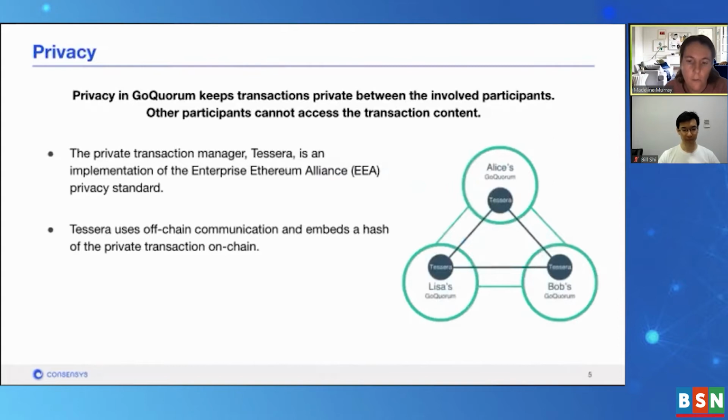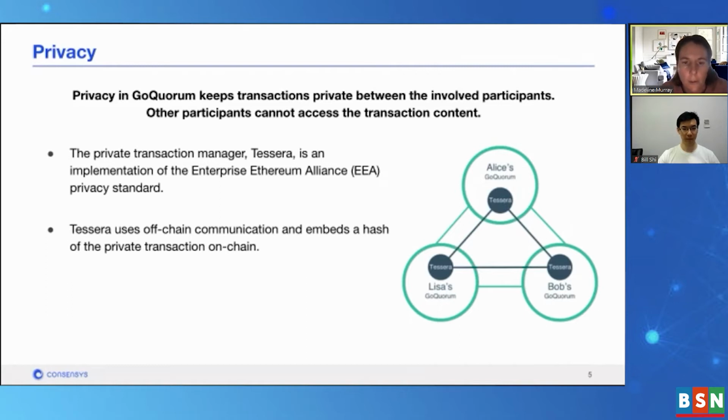Diving into a couple of the features that are really important to enterprises using Enterprise Ethereum. So privacy. Privacy is about keeping transactions private between the involved participants. Other participants can't access the transaction content. The Private Transaction Manager, Tessera, is an implementation of the Enterprise Ethereum EEA privacy standard, and Tessera uses off-chain communication and embeds a hash of the private transaction on-chain.